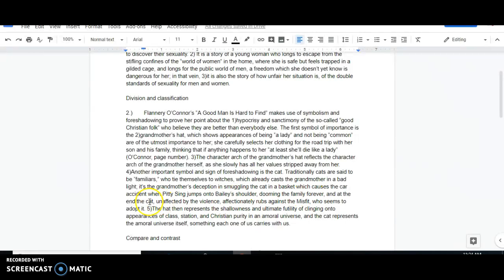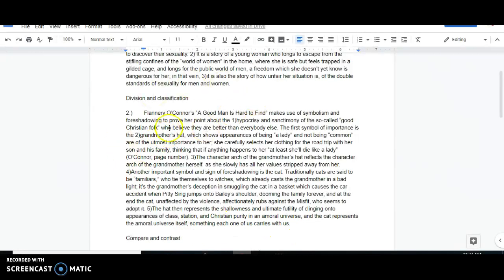And at the end, the cat, unaffected by the violence, affectionately rubs against the Misfit, who seems to adopt it. The hat then represents the shallowness and ultimate futility of clinging on to appearances of class, station, and Christian purity in an amoral universe. And the cat represents the amoral universe itself, something each one of us carries with us.